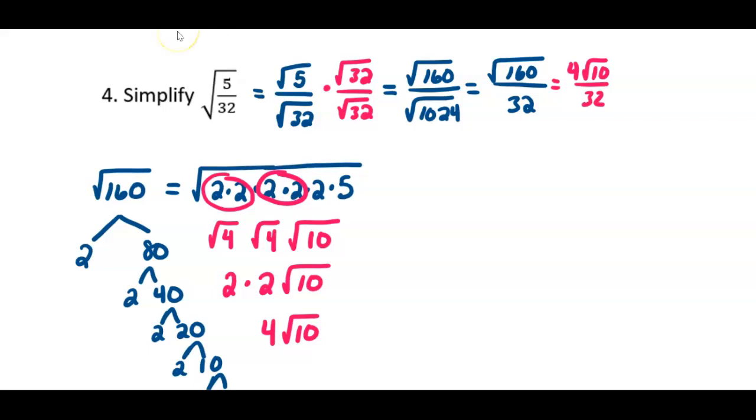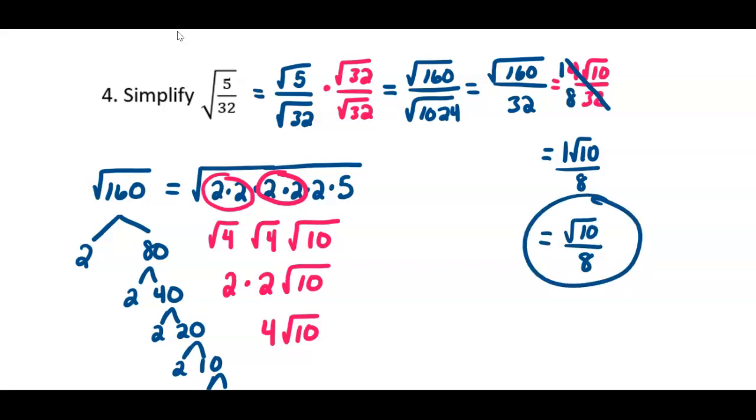Now, 4 over 32 is 1/8. So it's 1 square root 10 over 8. Or you don't have to have that 1. You can just have square root 10 over 8. And that's your completely simplified answer.